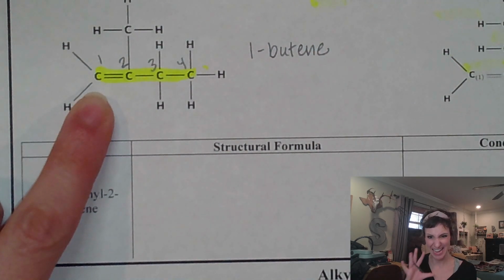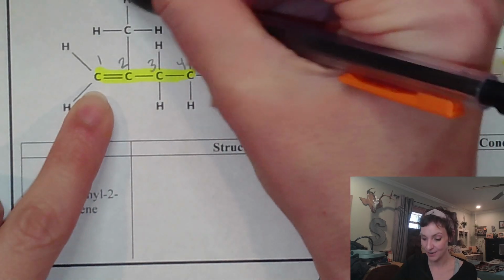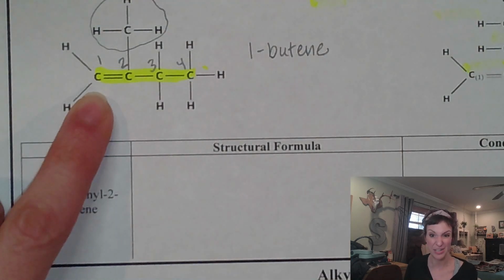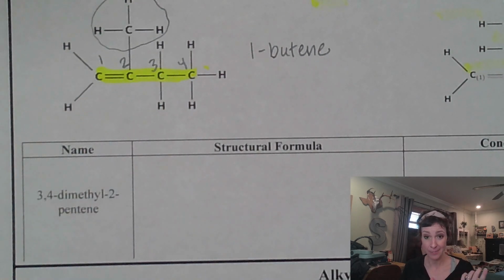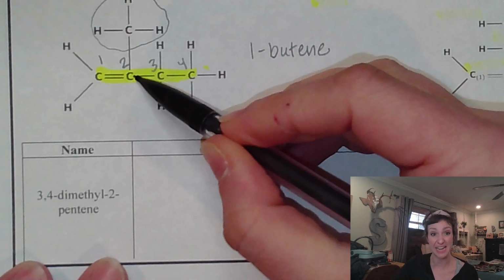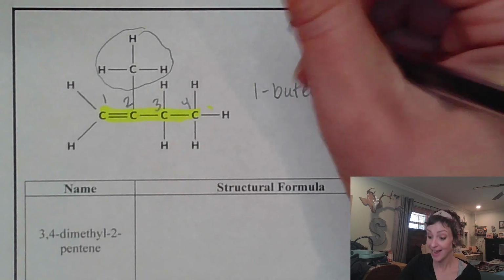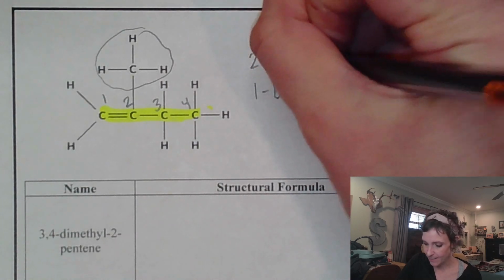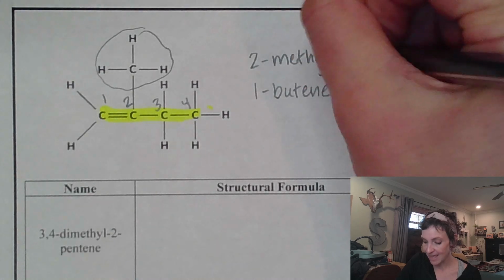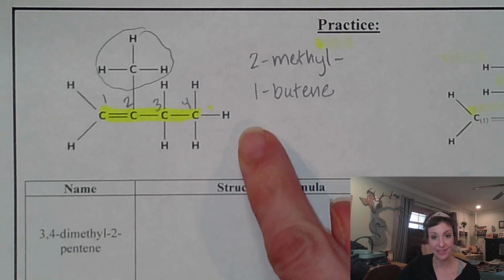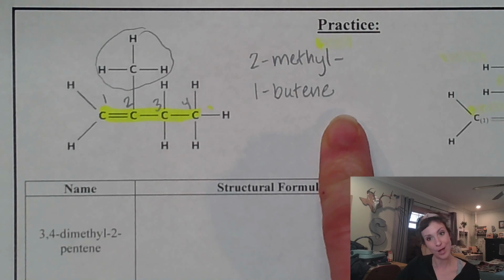Sometimes I like to write that down first, and then I can zone in and tackle whatever alkyl groups I have to name. So that's a 1-carbon alkyl group. 1 carbon means a methyl group, and it is coming off of the second carbon. So I would write 2-methyl, and then to continue on, that's where I would get the 1-butene. So 2-methyl-1-butene. Awesome. Okay, next one.